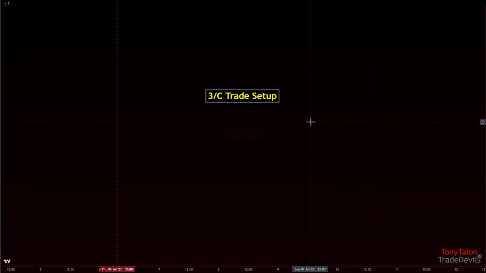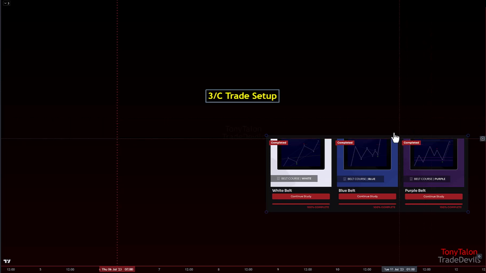Today, I wanted to go over the 3C trade setup. This is part of the belt system over on the website.